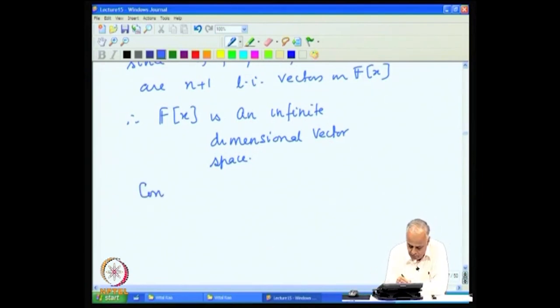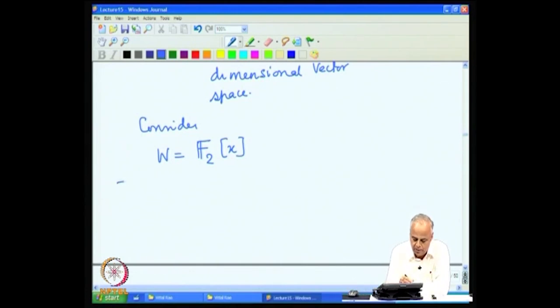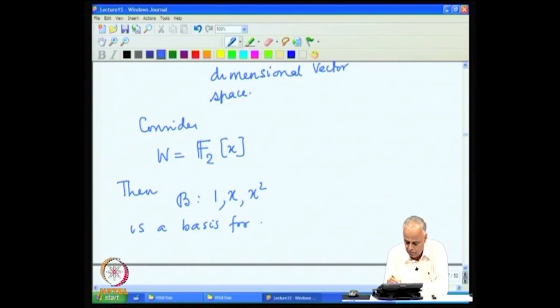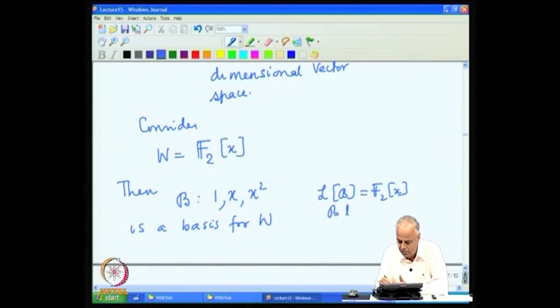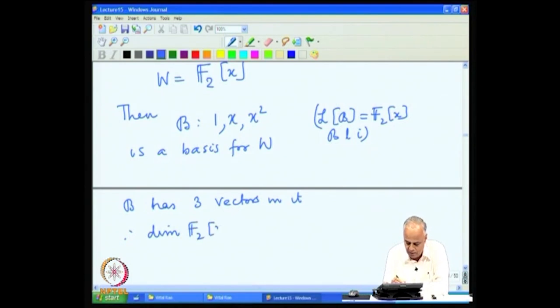Now, consider W to be the subspace consisting of all polynomials whose degree is less than or equal to 2. Then B, consisting of the polynomials 1, x, x squared, is a basis for W, because any polynomial of degree at most 2 is a linear combination of 1, x, x squared. So, 1, x, x squared span the space and they are linearly independent, and therefore it is a basis for W. And B has 3 vectors.